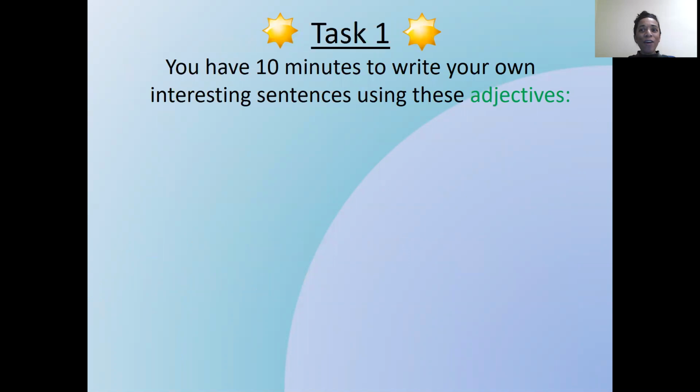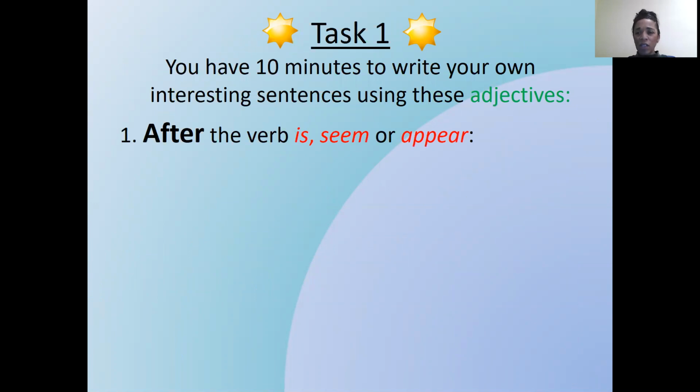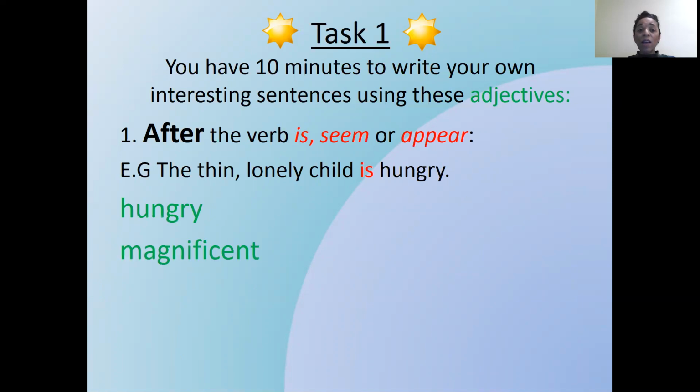I'm going to give you a timed task now because you're going to have 10 minutes to write your own interesting sentences using these adjectives. Don't worry if it takes you a bit longer, because I'd really like some interesting sentences that are more than 5 words long, please, Year 4. So I'd like you first of all to use an adjective after a verb, like the verb is, seem, or appear. The adjectives I'd like you to use are hungry and magnificent.